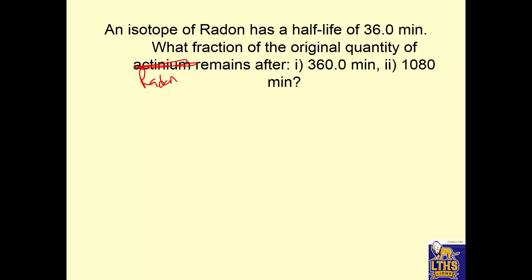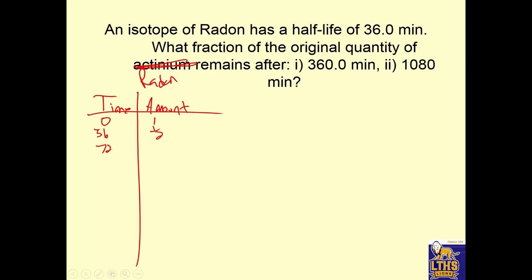So I'm looking for a fraction. I start off with a whole. I'm going to have time, and I'm going to have amount. I'm just going to make a happy little table here. At time 0, I have 1. At time, we're going to count our half-lives. 36 minutes, I'm going to have a half. 72 minutes, I'm going to have a fourth. See how each time I'm dividing by half?